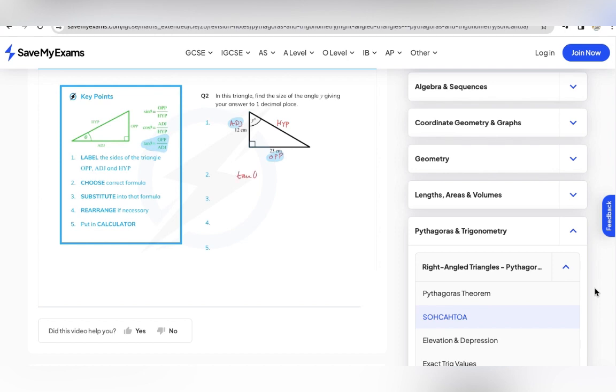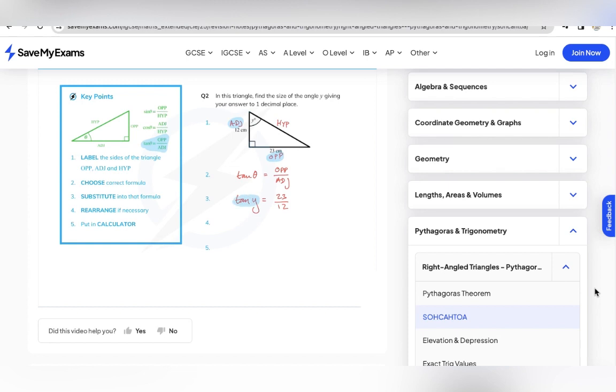Tan theta equals opposite over adjacent. Again, writing down the formula is key. Now we put in the numbers and letters. So theta is the angle we're trying to find, which is y. Opposite is 23, and adjacent is 12. And again, I'm not working anything out yet.